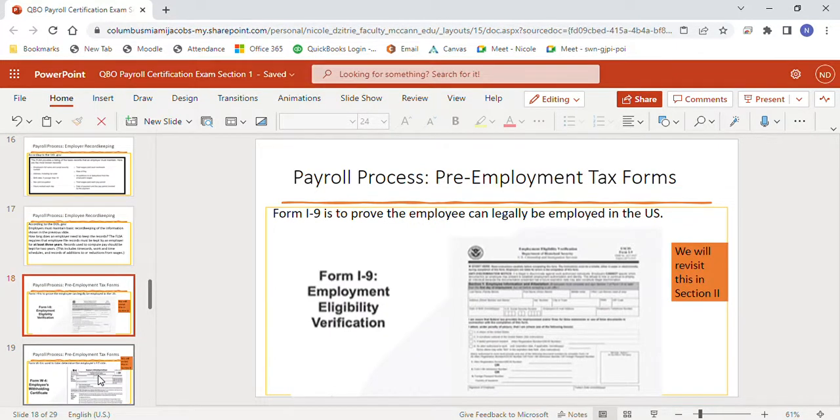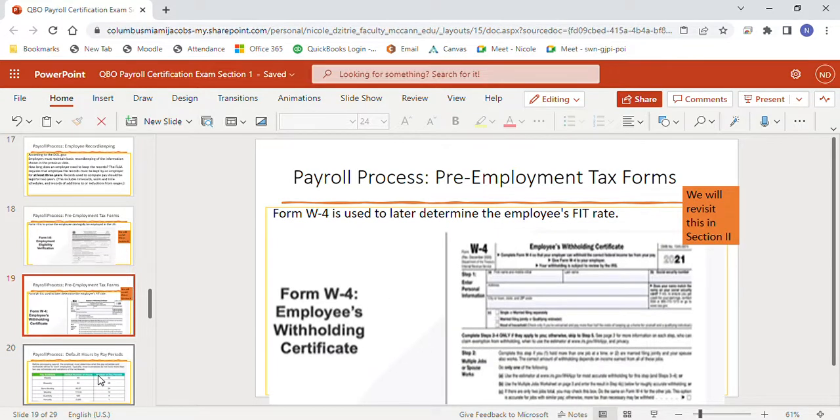We will revisit this in section 2, by the way, but this is Form I-9. That's something once somebody is employed, the employee needs to fill this out as well as provide documents to show that they're eligible to be employed in the United States. The next pre-employment tax form would be W-4. We're all familiar with these. Again, we'll revisit this in section 2. This is where you would determine what the employee's FIT rate is because they'll put on how many exemptions they have and whether they're married or not.